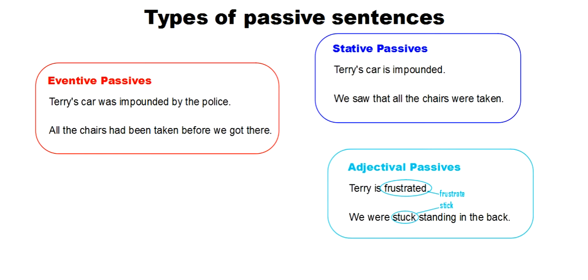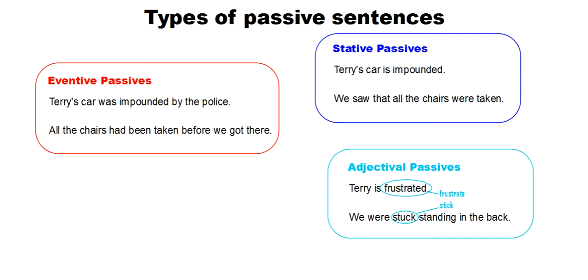But there are two big differences. And the first one is these adjectives have no agent. Generally, I mean, Terry wasn't frustrated by the police. He was frustrated because of the situation. But like I said, you can compare a stative passive to an eventive passive, and Terry's car is impounded by the police because it was impounded by the police. But he's just frustrated. It's just how he feels. It's like saying Terry is angry. It's just an adjective.